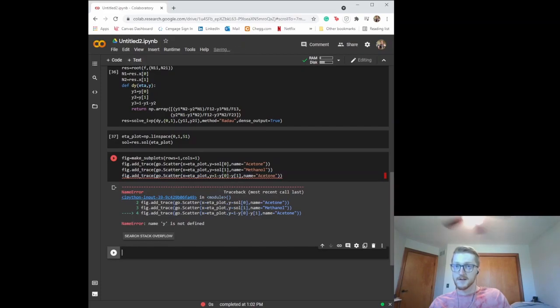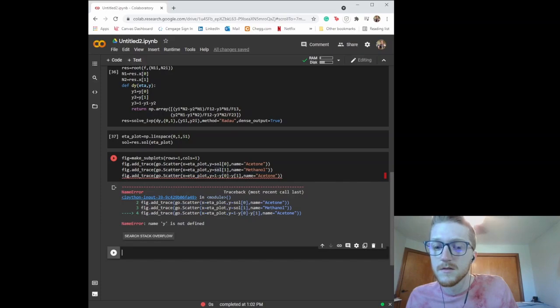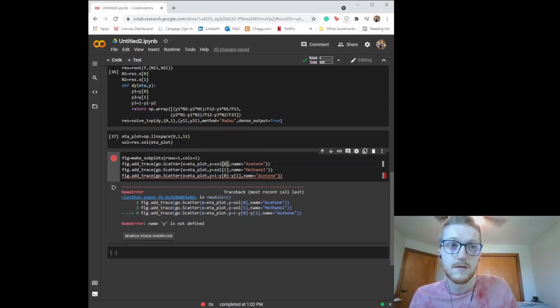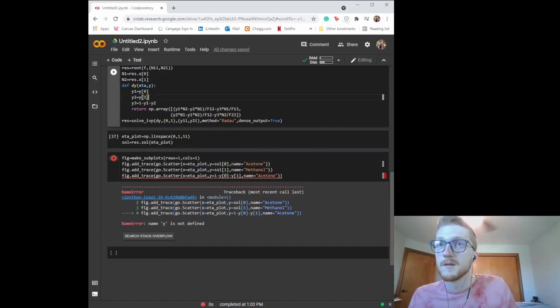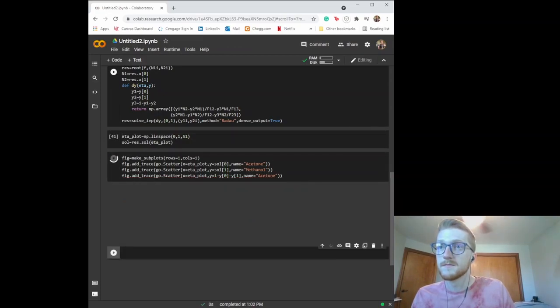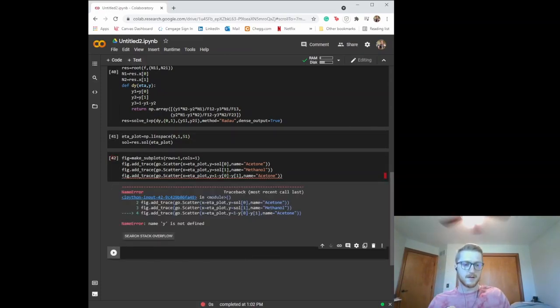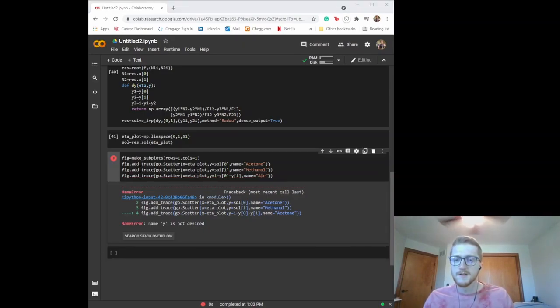Name y is not defined. Oh, okay, yeah, so I accidentally used the y values here, but we want the solution values for each in this case. And that should fix that.